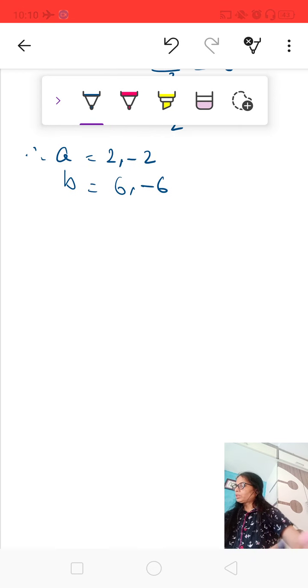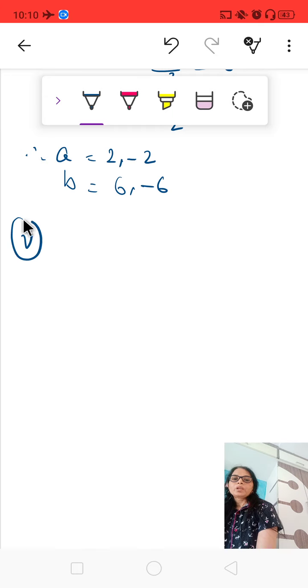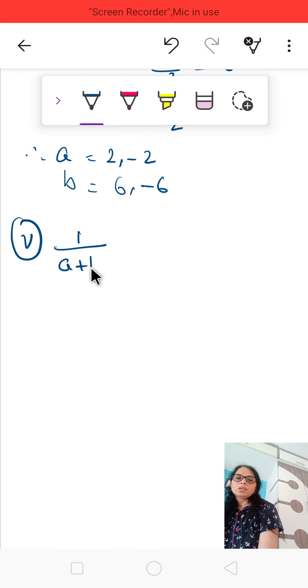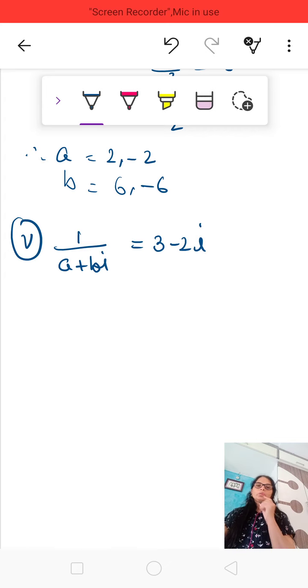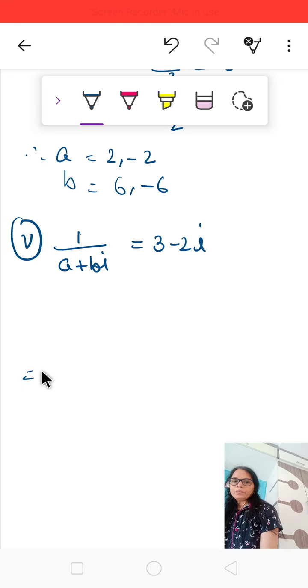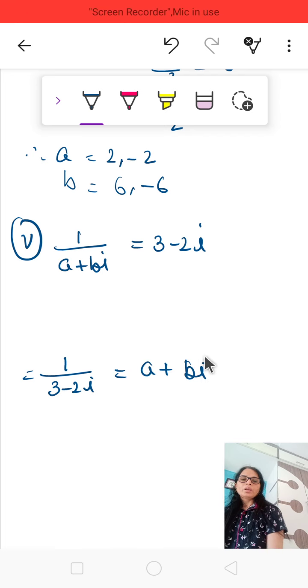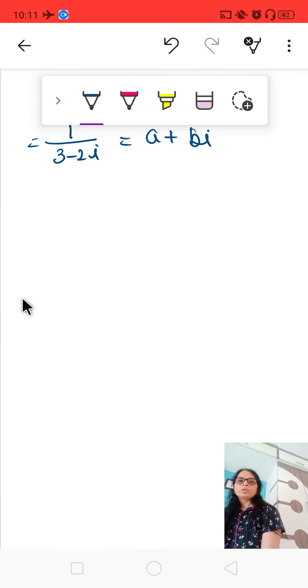Now come to the question number 5th. Now the 5th question is 1 upon a plus bi is equal to 3 minus 2i. Now how to do this one? Let us change it: 1 upon 3 minus 2i is equal to a plus bi. So let us make the conjugate of this one.